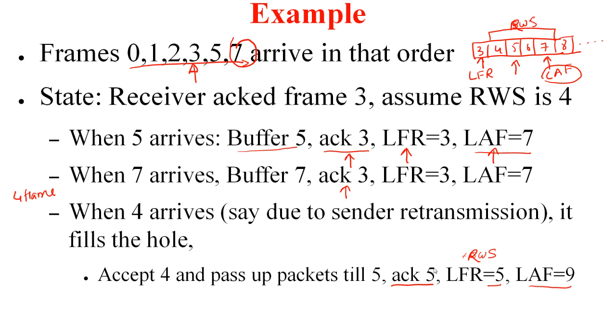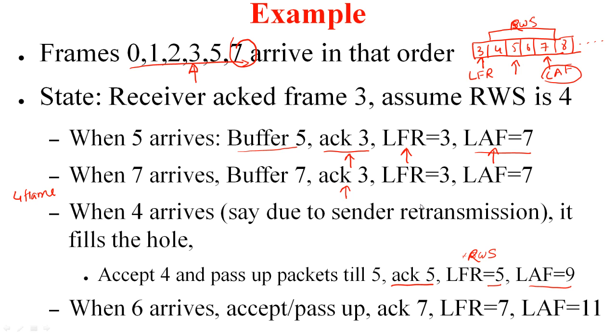Now, when frame 6 arrives, it's going to fill up the hole. So you're going to acknowledge all frames until frame 7. Thereby, your LFR becomes 7 and your LAF becomes 11. So this is how cumulative acknowledgements work at the receiver.